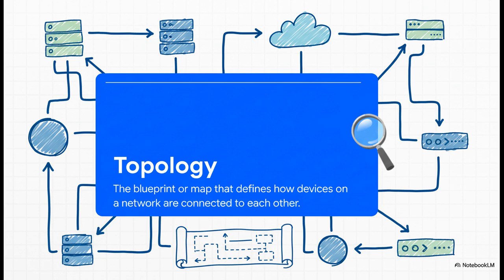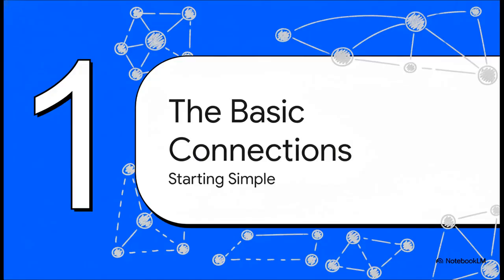Right, and like any big, complex project, a WAN needs a blueprint. In the world of networking, that blueprint has a special name, a topology. It's really just the map, the layout that shows how every single device is hooked up to every other device. Okay, so let's get into it. To really get the complex stuff, you've got to start simple. So let's kick things off by looking at the most basic ways to connect the dots on our network map.